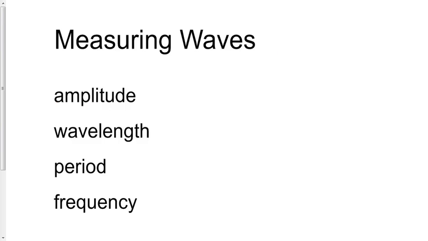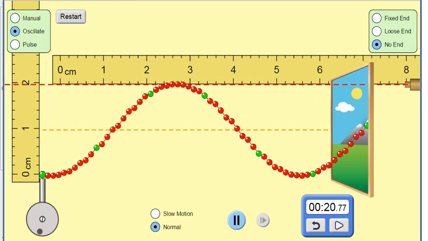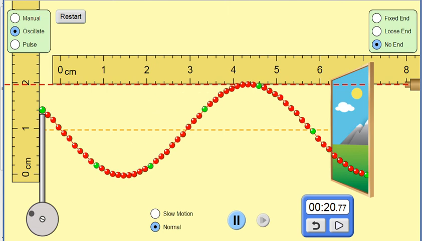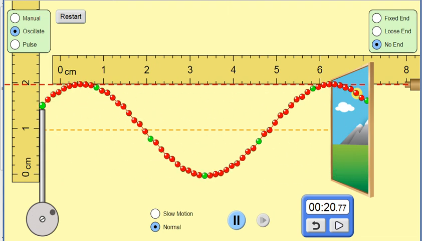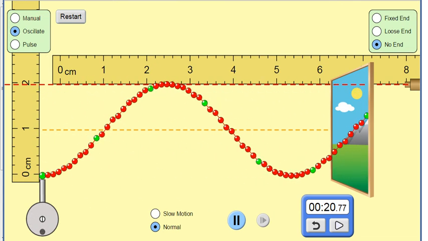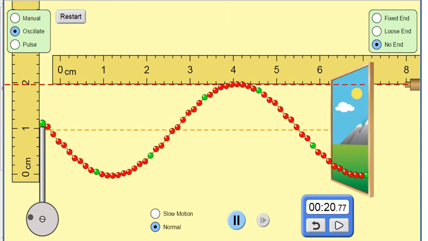So I hope that's a simple introduction. I recommend you have a little play around with this applet, which I'll post the link to, and hopefully that's a good introduction to basic wave measurements.